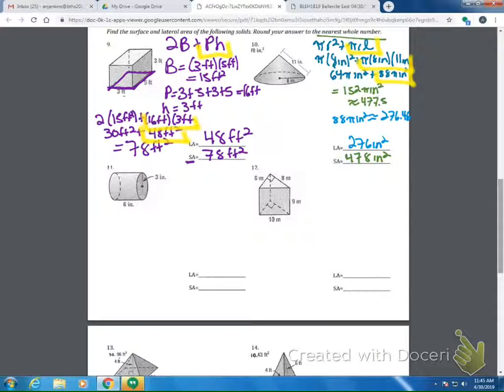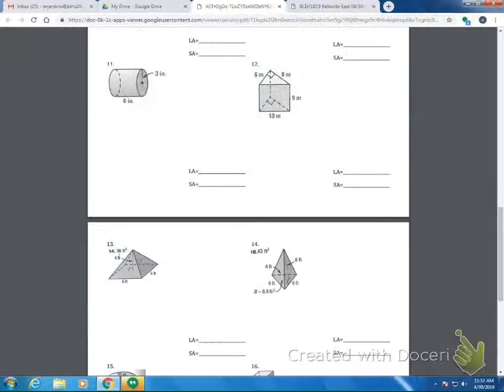Next one up. You ready? Those of you in the back, Dylan, can you see the number 11 from there? Do you want me to bring it up? I'll bring it up.